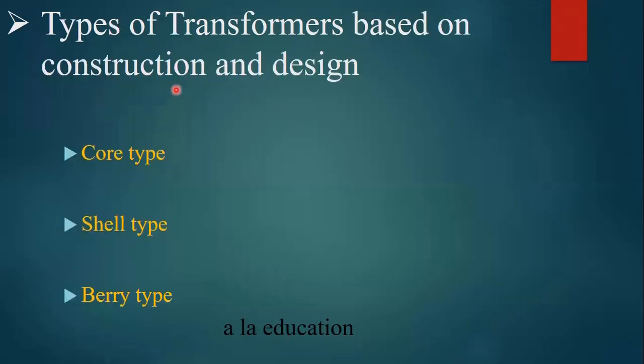So in the primary winding we will give supply and the secondary winding will be connected to the corresponding load. Next, types of transformer based on construction and design. Here mainly we have core type transformer, shell type transformer and berry type transformer. These core type and shell type transformers are very important. In the mid exams and in the final exams, core type and shell type transformers are asked many times. So please watch very carefully.